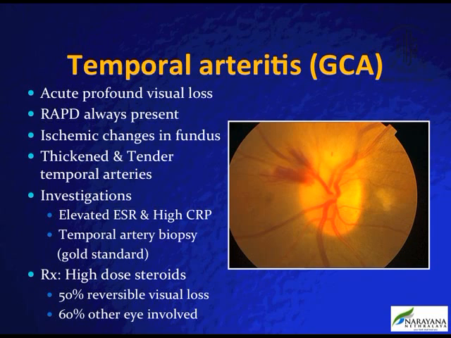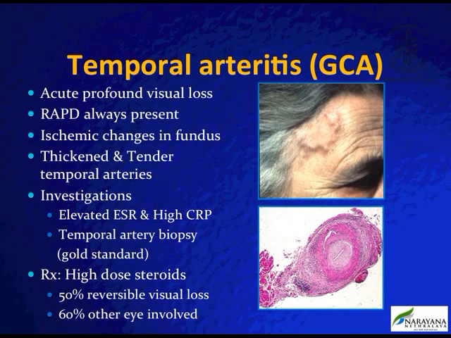In these cases, there's profound visual loss. RAPD is always present, and you see these ischemic changes, but classically the presence of thickened and tender temporal arteries. Investigations would be elevated ESR, high CRP, and temporal artery biopsy. Now, temporal artery biopsy is the gold standard, but in case you do not get it on one side, you can do it on the other side.